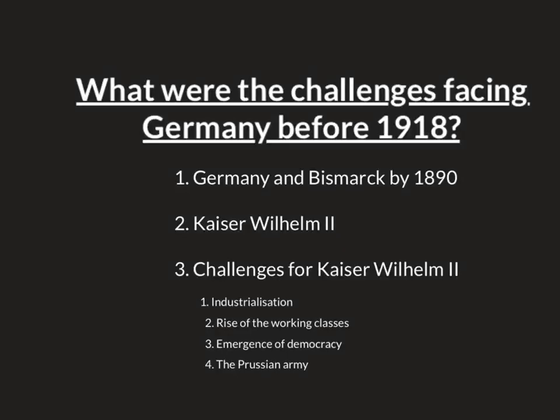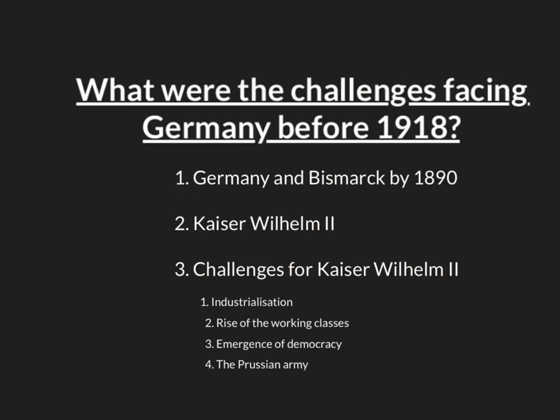Hello, this video is intended to help you with your revision of events in Germany between 1890 and 1918. In order to fully understand this properly, we need to start by having an idea of where Germany is by 1890. And so we're going to talk very briefly about Otto von Bismarck in particular, their Chancellor up until 1890.